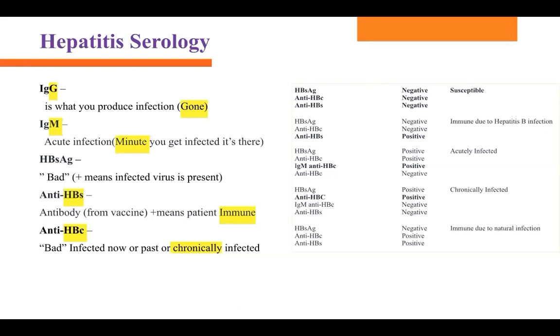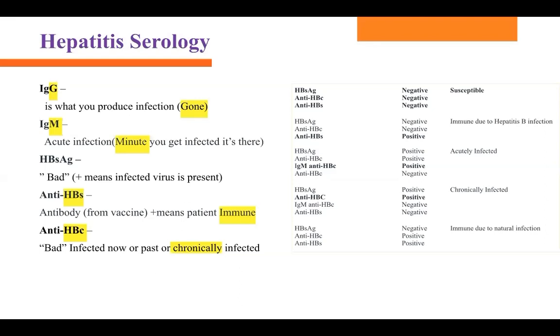Well, how do we get the protective layer? We get the protective layer from the vaccine. So that tells us that this patient never had the vaccine because their protective layer is negative. So surface antibody negative, core antibody negative, antigen negative. Everything's negative. This patient is susceptible to infection. If that person comes across that infected person, he's going to get hepatitis.